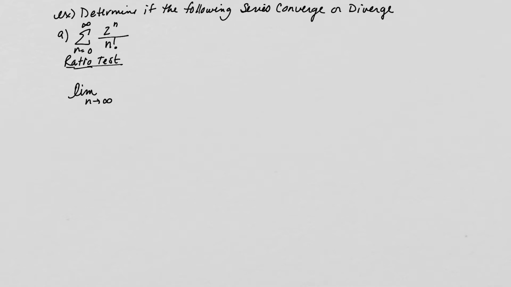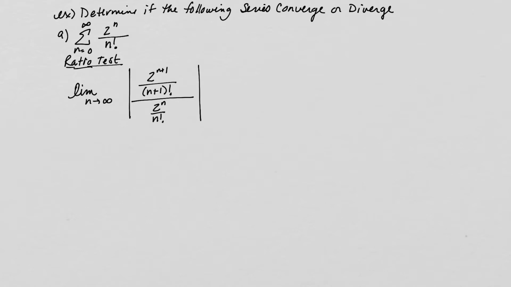Okay, so the limit as n approaches infinity of a sub n plus 1. A sub n plus 1 means everywhere you see an n, instead of an n, you're going to put n plus 1. So it's 2 to the n plus 1 over n plus 1 factorial, all divided by a sub n, so 2 to the n over n factorial. Questions on how I got that? No. Okay.